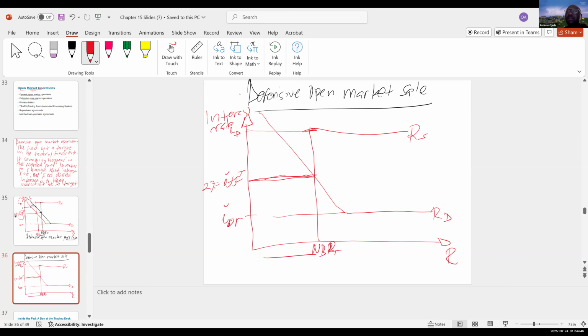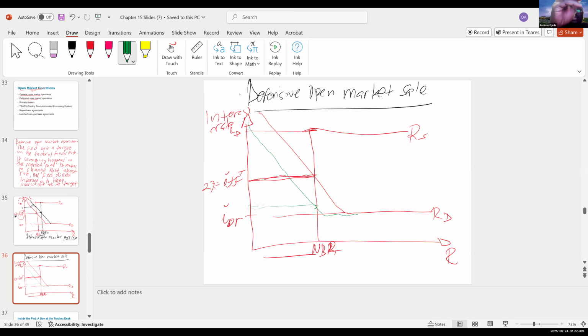Okay, so let's say something happened in the market where banks were demanding less reserves. If banks start to demand fewer reserves, that means the demand for reserves shifts to the left, only the downward sloping portion shifts. So the new equilibrium would be here, potentially. So the new equilibrium federal funds rate would have fallen.